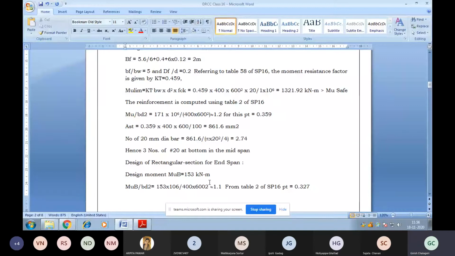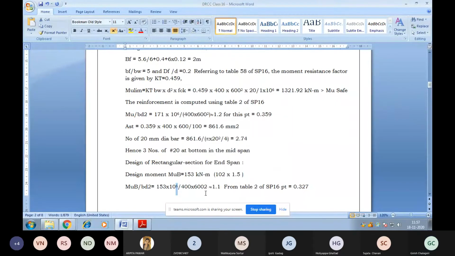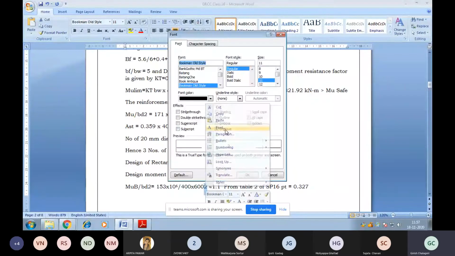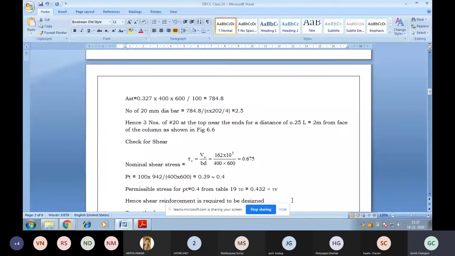Then we come to the rectangular section. For the rectangular section, we know that the moment is 153. How did you get 153? As I told, the moment at end is 102 multiplied by the factor 1.5. We get moment equals 153. Substituting the value, we get 153 into 10 raised to 6 divided by 400 into 600 square. So we get 1.1. Again, using table number 2 from SP16, we get the PT value equal to 0.327.